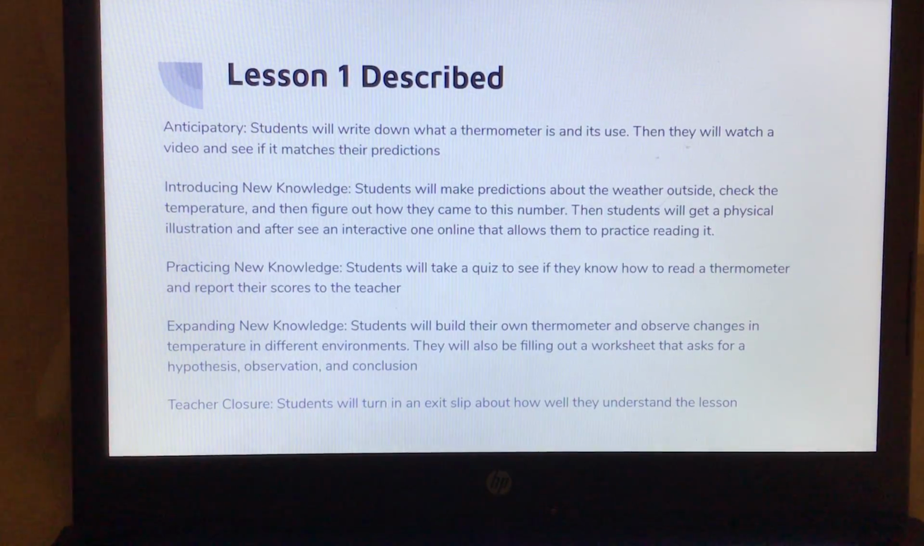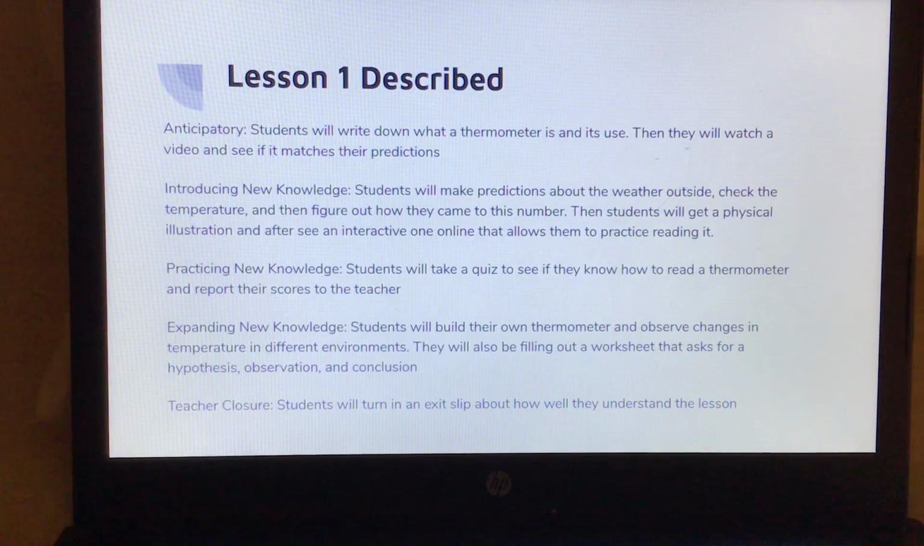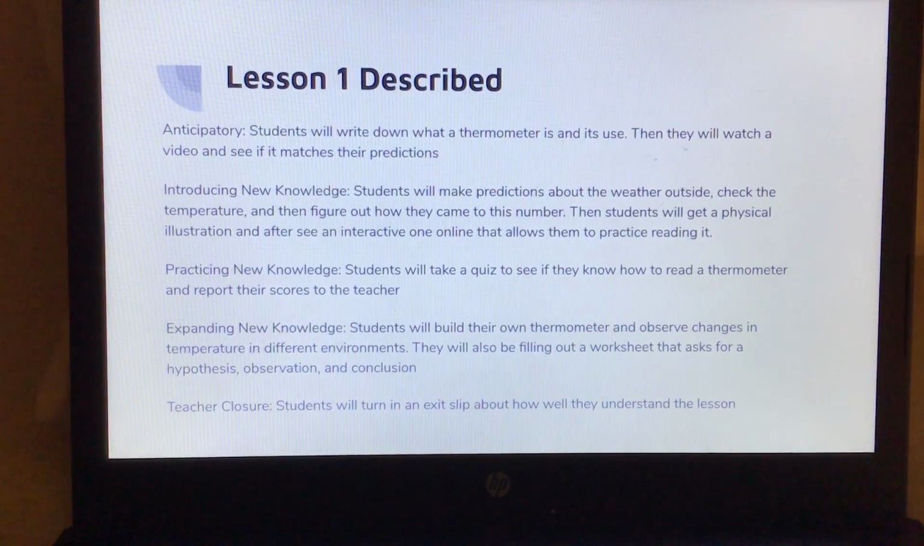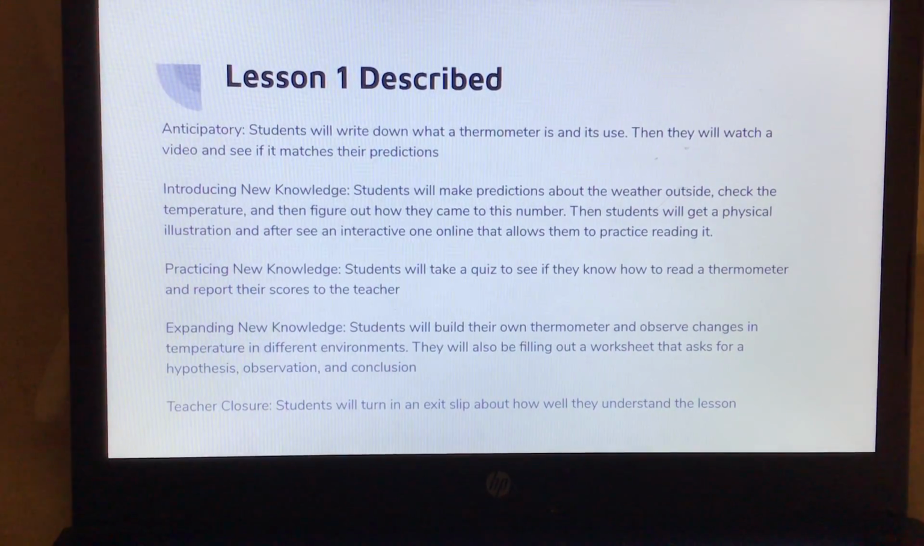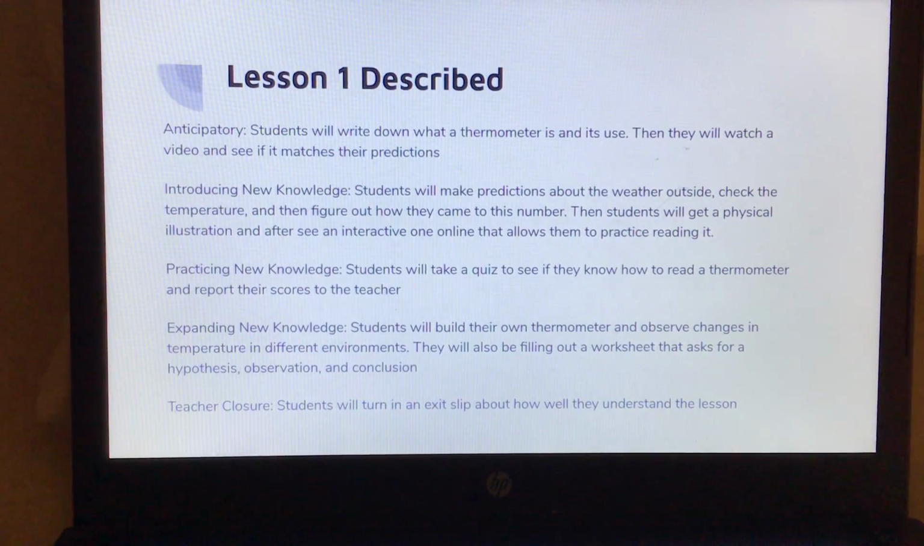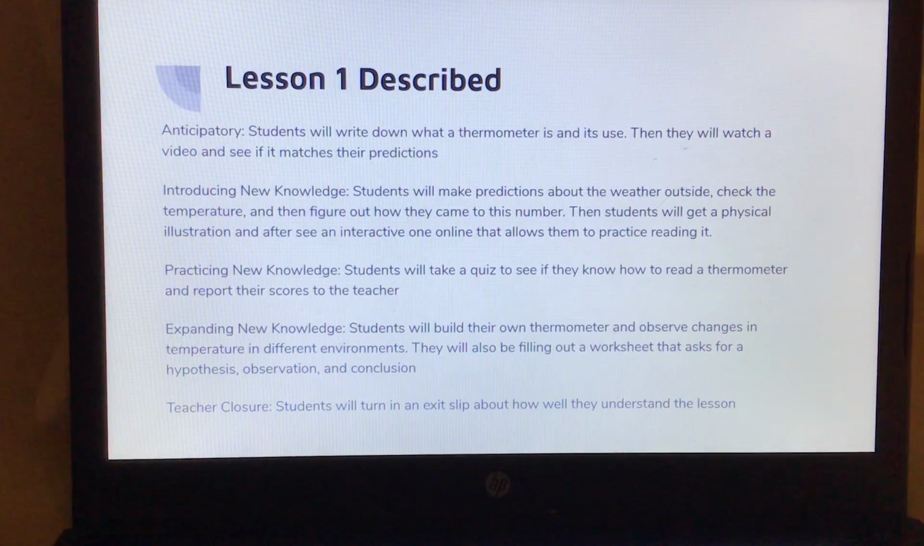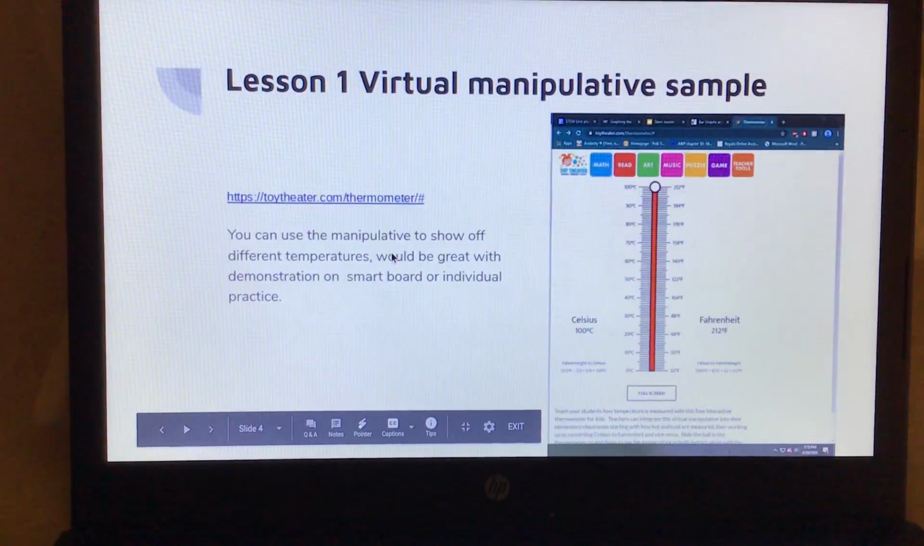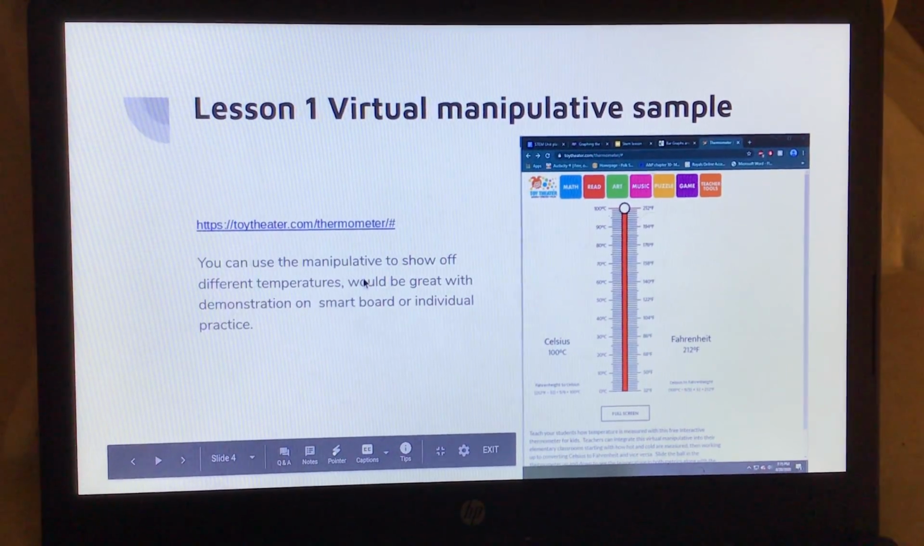And throughout this whole process, students are filling out that instant thermometer worksheet. And then for teacher closure, students will turn in an exit slip about how well they understand the lesson. So that's lesson 1. And this is the virtual manipulative sample.